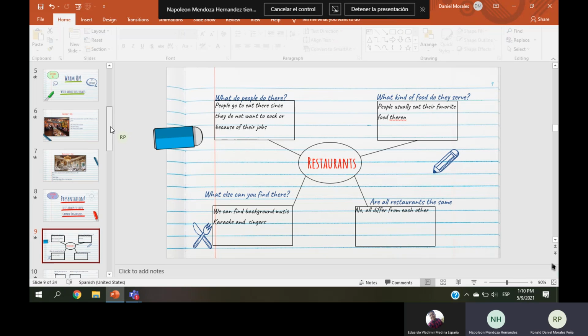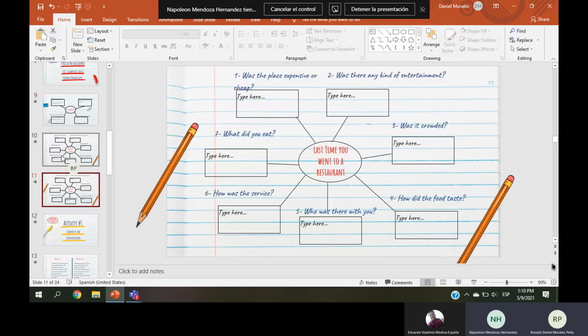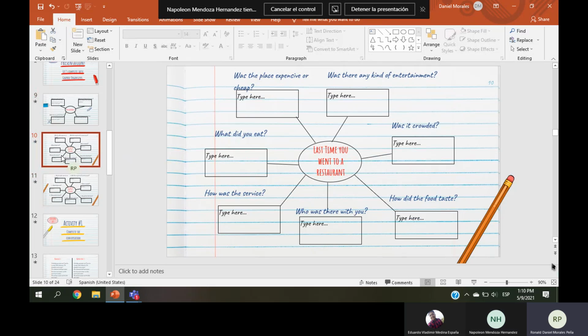So now I have here two graphic organizers. Both have the same questions and all have the same topic in common. So now I want you, Eduardo, to complete this graphic organizer first, and the second one is going to be completed by Napoleon. So Eduardo, let me give you this. Now Eduardo, you can begin. Of course, teacher, I will do it.